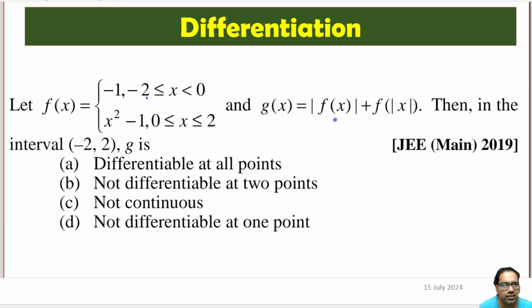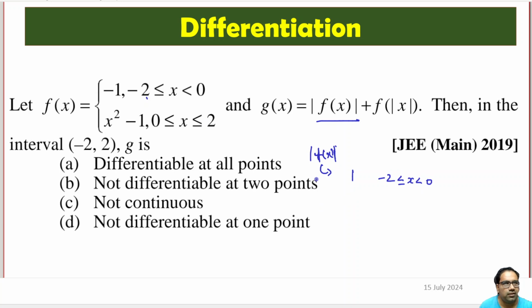Okay, let us try to create this function first, g of x first. So we have two parts, absolute value of f of x. That means whenever f of x is negative, we have to make it positive. When is f of x negative? Firstly, between minus 2 and 0, it is negative. So absolute value of f of x will be 1, because absolute value of minus 1 is 1, between minus 2 less than or equal to x less than 0.